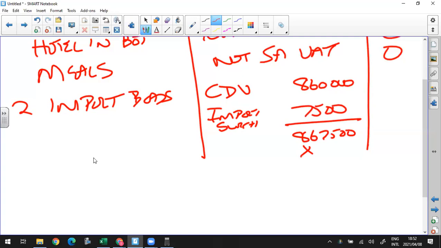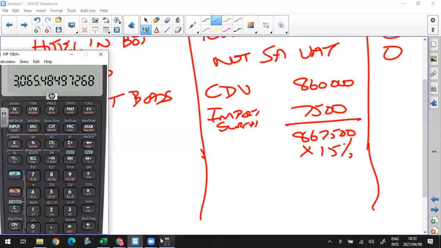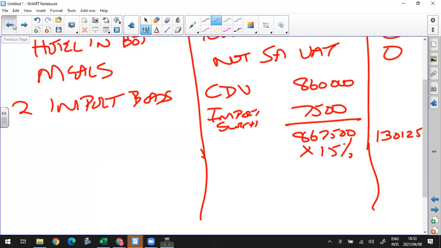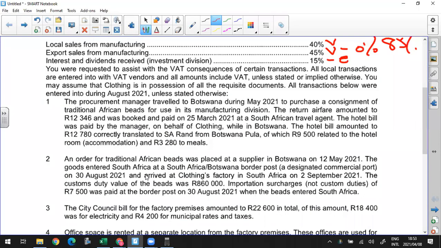867,500 times by what percentage? 15%. Remember, it doesn't include VAT. So it's going to be 867,500 times 0.15, which is 130,125. That's how much input VAT we would be able to claim. It also asks for transaction 2, when you could claim it. So looking at the question, when could you claim it?